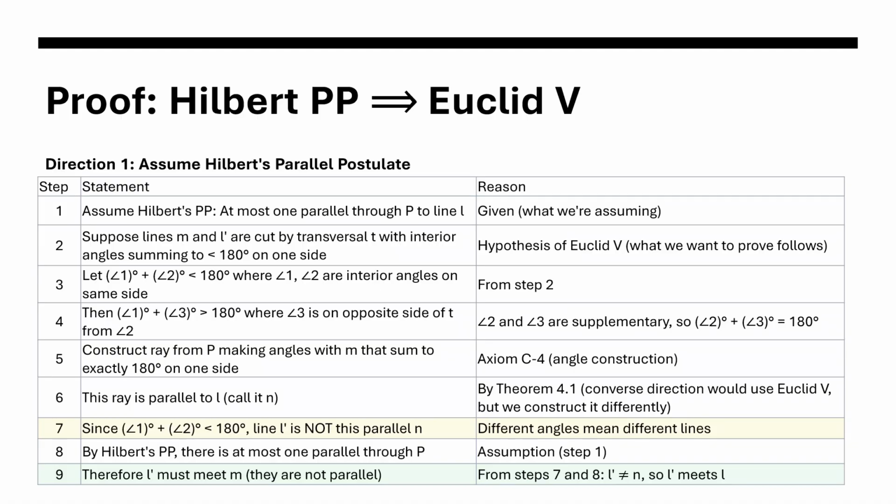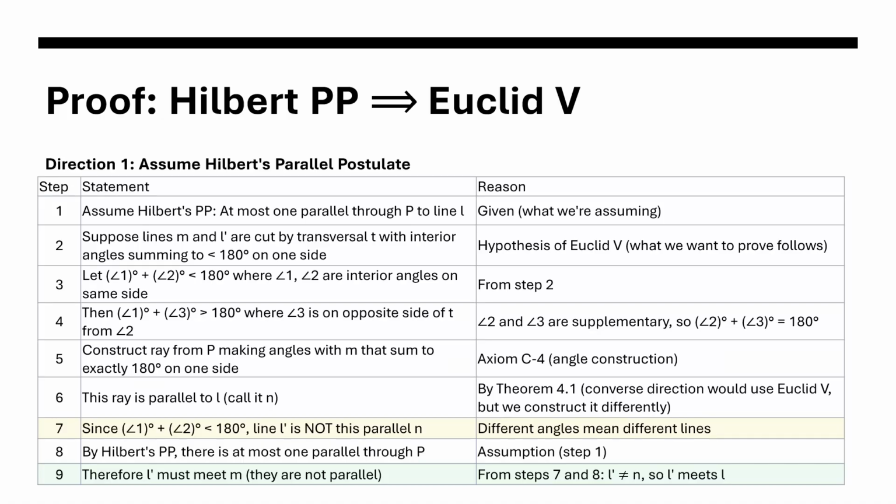So if angles on one side sum to less than 180 degrees, angles on the other side sum to greater than 180 degrees. So we have here: construct a ray from P, making angles with M that sum to exactly 180 degrees on the other side, or on one side. So that's our axiom, the angle construction. And then this ray is parallel to L. Okay, let's call this one N.